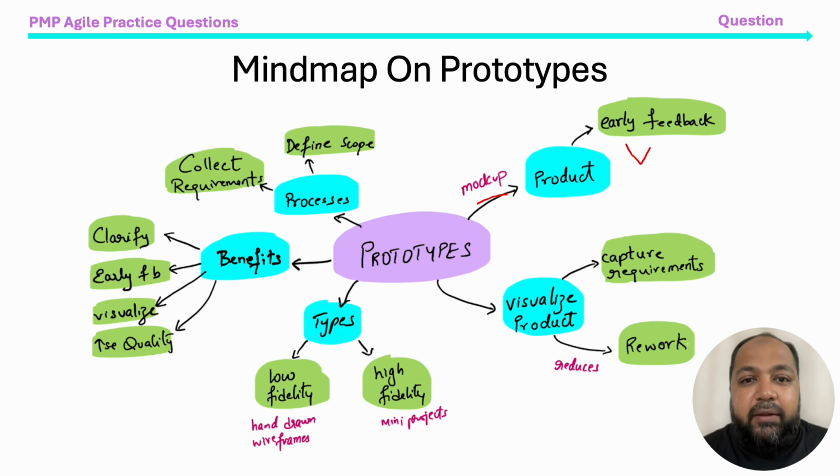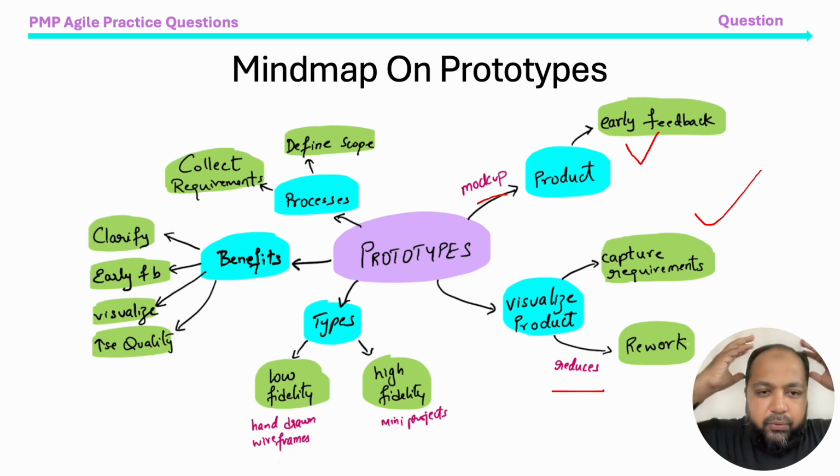Okay, with early feedback, it is iterative building of the product, right? Faster feedback. Prototypes help you to visualize the product, capture the requirements, and reduce rework. Okay, prototypes help you reduce the rework. The reason why I put mind maps over here is that mind maps help you use both the right and left side of the brain, the creative right side and the logical analytical left side, right? With the colors, the lines, and the keywords we have.